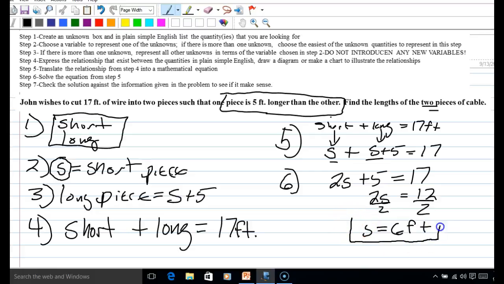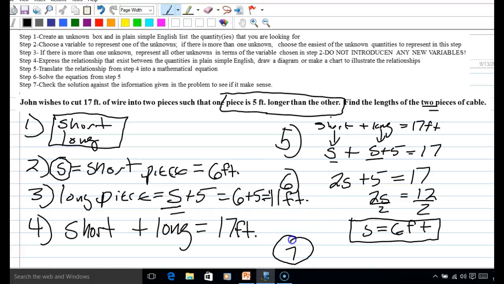Now, I know exactly what S is because I've defined S in step 2. S represents the length of the short piece of cable, which is 6 feet. Now, the long piece of cable I defined specifically in step 3. The long piece of cable is equal to S, which in this case is 6, plus 5, which is equal to 11 feet. So the length of the long piece of cable is 11 feet.